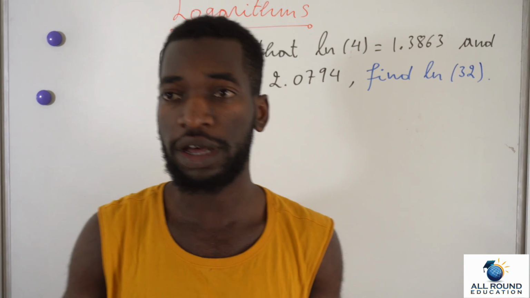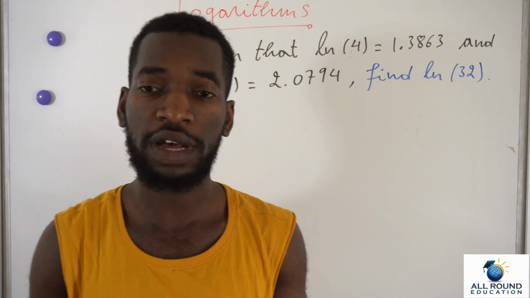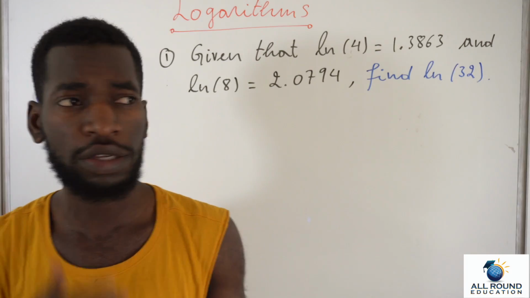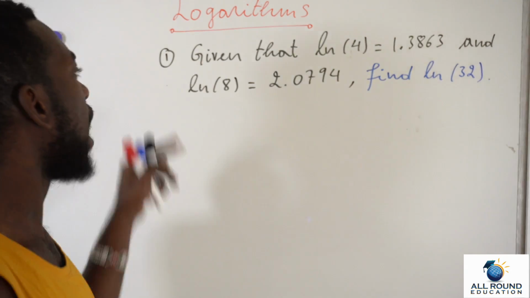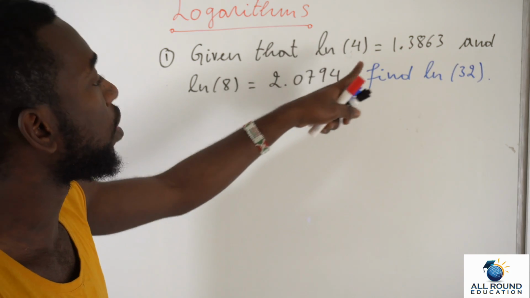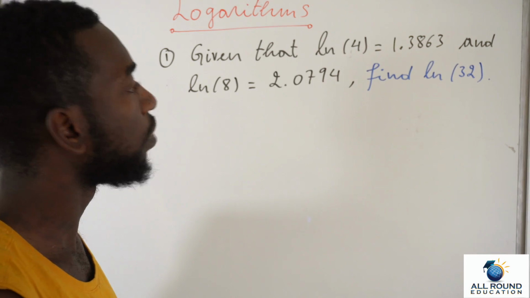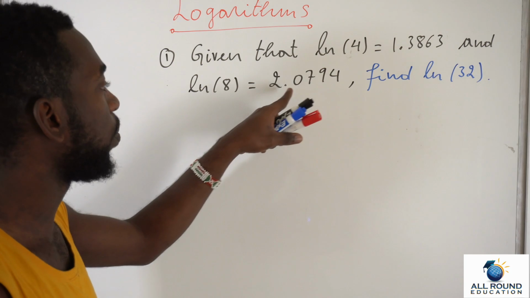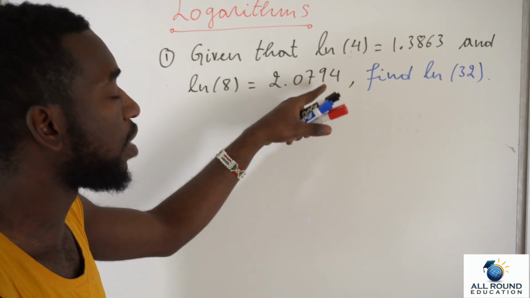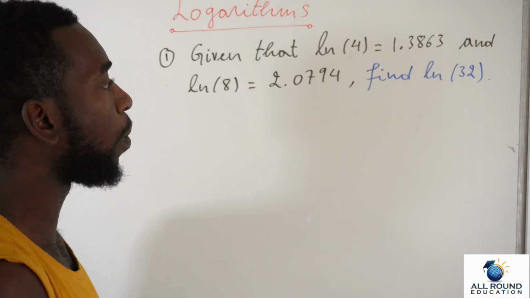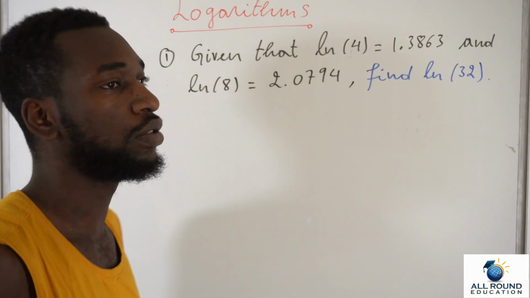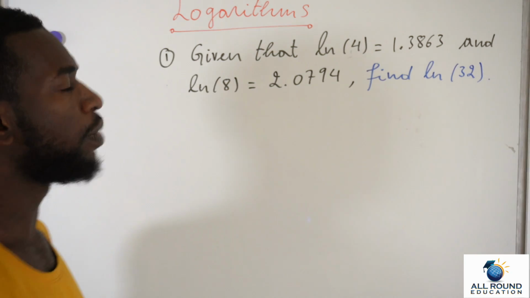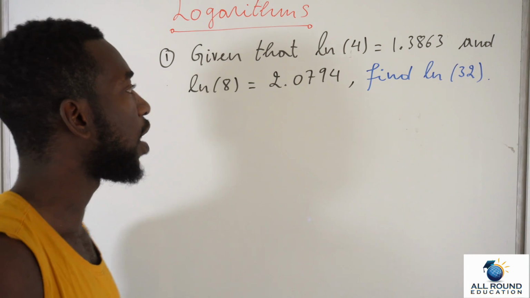So I realized that there are a few types of questions that we actually have to do, so let's get started. The question that we have here is, given that ln of 4 equals 1.3863 and ln of 8 equals 2.0794, so this is to 4 decimal places, the question asks us to find ln 32. So you might wonder, okay, how do I get started? How do I start with this?